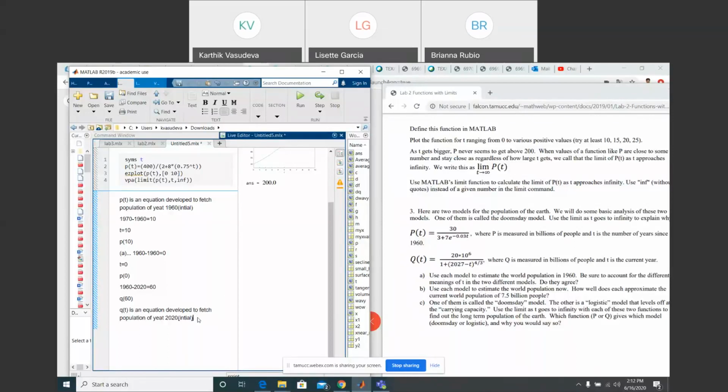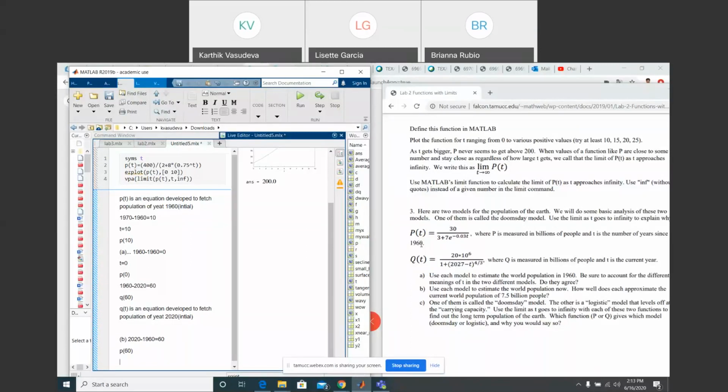So let's look at B now. After this, you would have a very good idea. Use each model to estimate the world population now. Now is nothing but 2020. If you want to find the population of 2020 using P of t, remember, P of t is derived for 1960. So that means you have to go forward. You have to find 2020's population using 1960's formula. That is 60, so you're supposed to find P of 60. P of 60 is going to give you the population of 2020 using 1960's data.